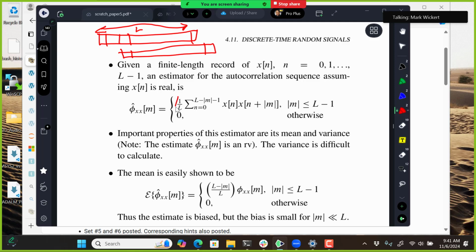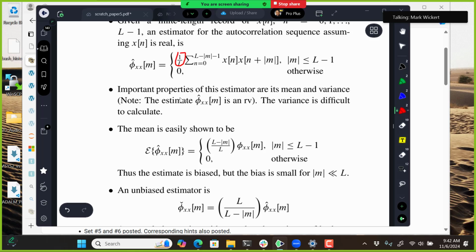Now that seems like a bad estimator, but it turns out it's actually a better estimator in some ways than if you normalize properly. And normalizing properly means that you have to divide by L minus the absolute value of m, rather than L. That gives the unbiased estimator, versus the biased estimator, so that you can relate the two.